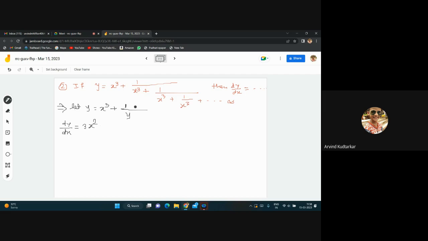-1 into y raised to minus 2. ये डेरिवेटिव किसका मिल रहा है आप लोगों को? 1 by y is nothing but what? y raised to minus 1. तो y raised to minus 1 का आप लोगों को डेरिवेटिव फाइंड करना है. तो y raised to minus 1 का डेरिवेटिव क्या होगा? -1 into y raised to minus 2. मतलब क्या होगा? 1 by y square. And this is derivative of index, not taken derivative of base.